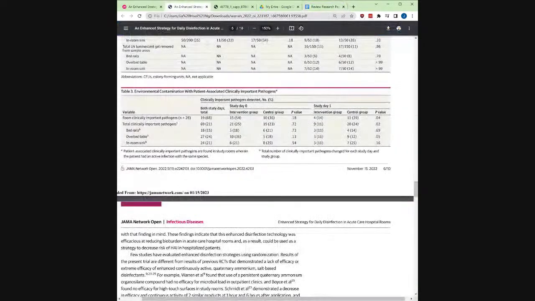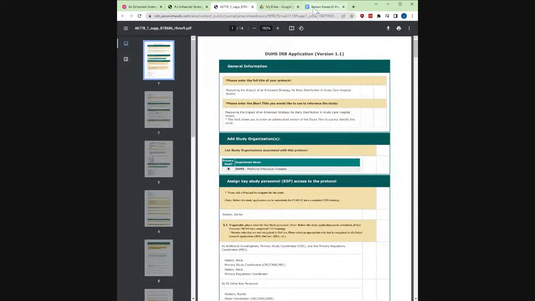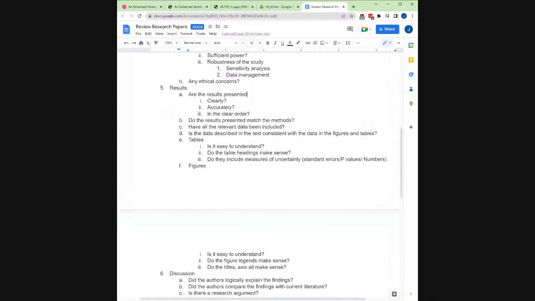In the table, I like the way they structured it. It was so clear: you can see study day 0, intervention group versus control group, and then the p-value. You can look at the primary outcome, and then they put all the different little subsections and the secondary outcomes under it. So I would say they pass, very, very well done. Have all the relevant data been included? Yes. Is the data described in the text consistent with the data in the figures and tables?